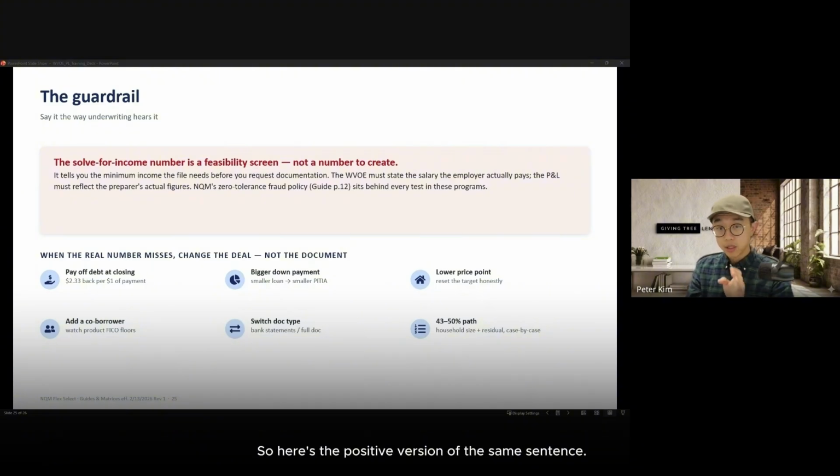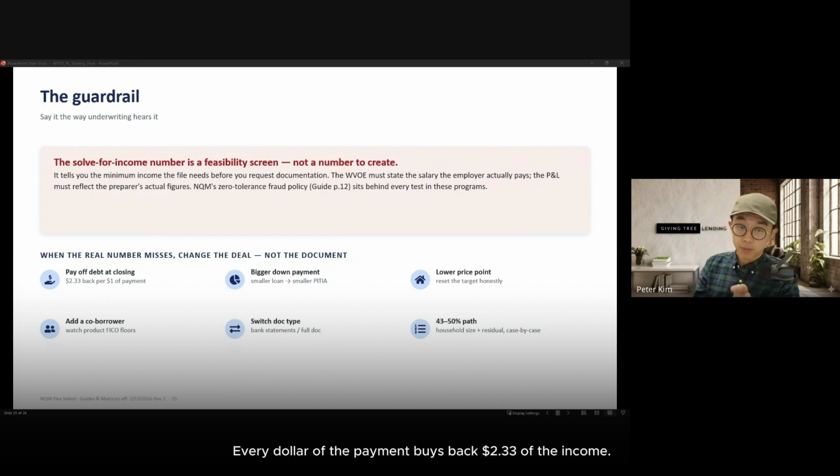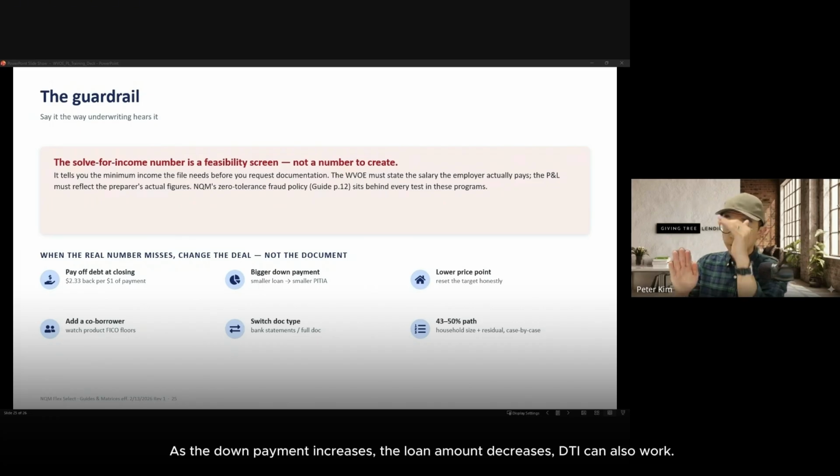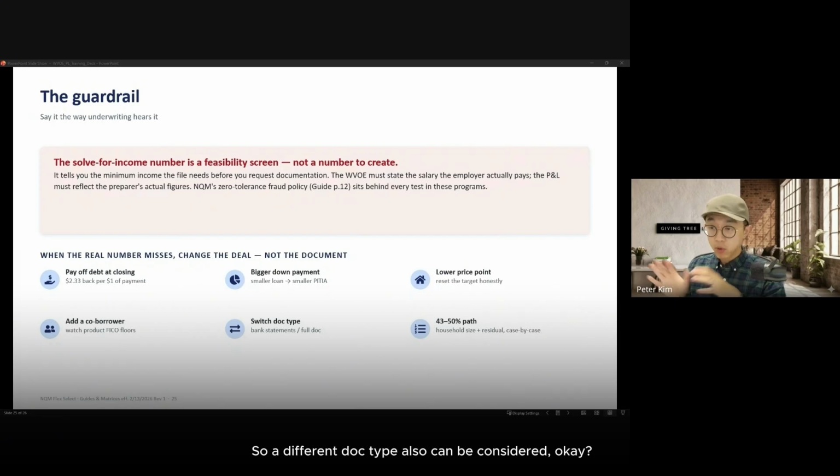So here's the positive version of the same sentence. When the real number misses, change the deal. Instead of doing something else, you change it. Pay off the debt. Every dollar of the payment buys back $2.33 of income. Put more down or choose lower price points. As the down payment increases, the loan amount decreases, and DTI can also work. A different doc type can also be considered.